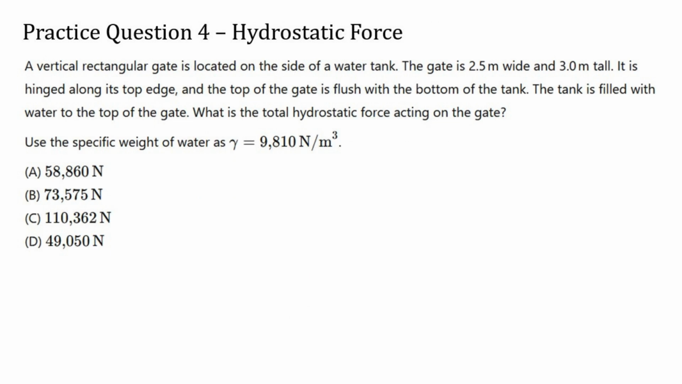Practice question 4. A vertical rectangular gate is located on the side of a water tank. The gate is 2.5 meters wide and 3 meters tall. It is hinged along its top edge, and the top of the gate is flush with the bottom of the tank. The tank is filled with water to the top of the gate. What is the total hydrostatic force acting on the gate? Use the specific weight of water as 9,810 newtons per cubic meter.